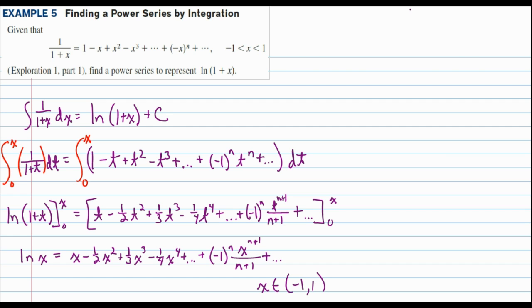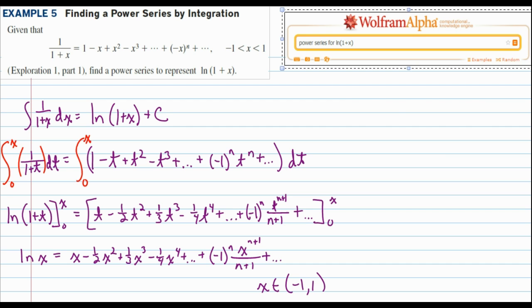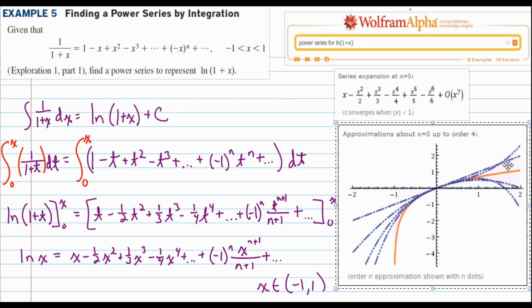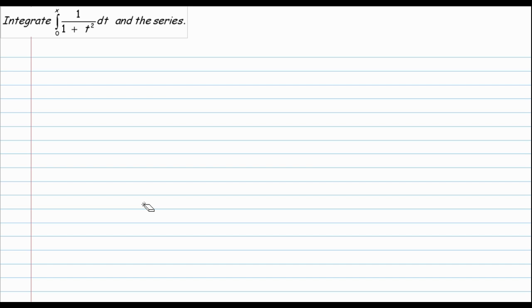And I'm going to look at Wolfram Alpha to see if I'm right. So I got the series expansion to be the same thing, yep, that I see here. And then here are the approximations, and it does look like it's converging from -1 to 1. And of course, with the more terms we add, so order 4 is only up to here. If we go to order 20, it's going to look a lot more like the original curve between -1 and 1.